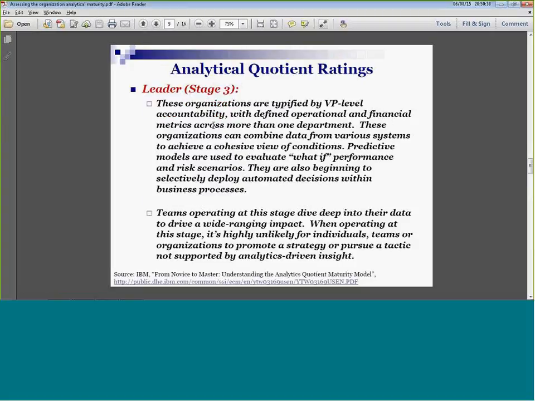A leader, stage 3. VP level accountability, defined operational and financial metrics. You have to have metrics. Again, if these are unreasonable, the people building the analytical tools and models are going to fail. If someone says, oh, right now we have 20% of our people who leave the company and go to a competitor each month or each year, if you're going to build an analytical model, you'll probably be able to identify every one of those people, and we'll be able to stop them, won't we?